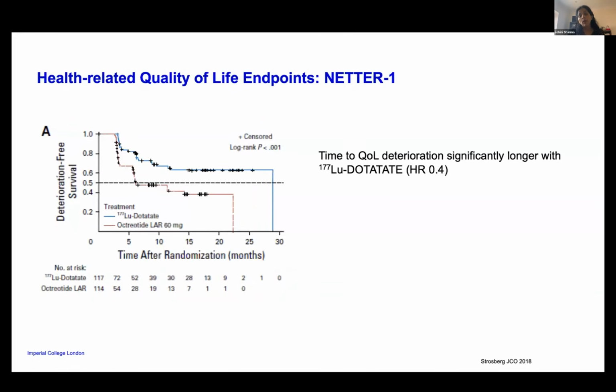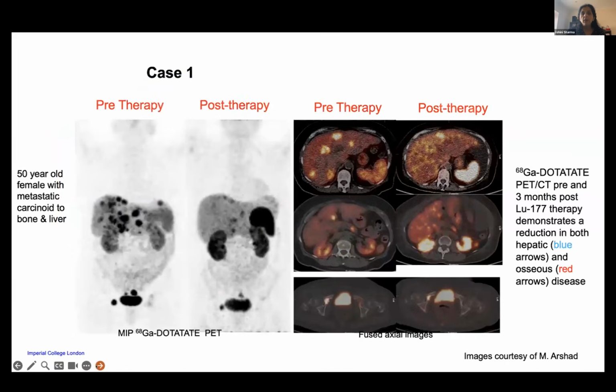So actually that's one of the things I've found: whilst you're not seeing shrinkage of the tumor so much, their quality of life is markedly improved with lutetium dotatate. And these are a few cases.